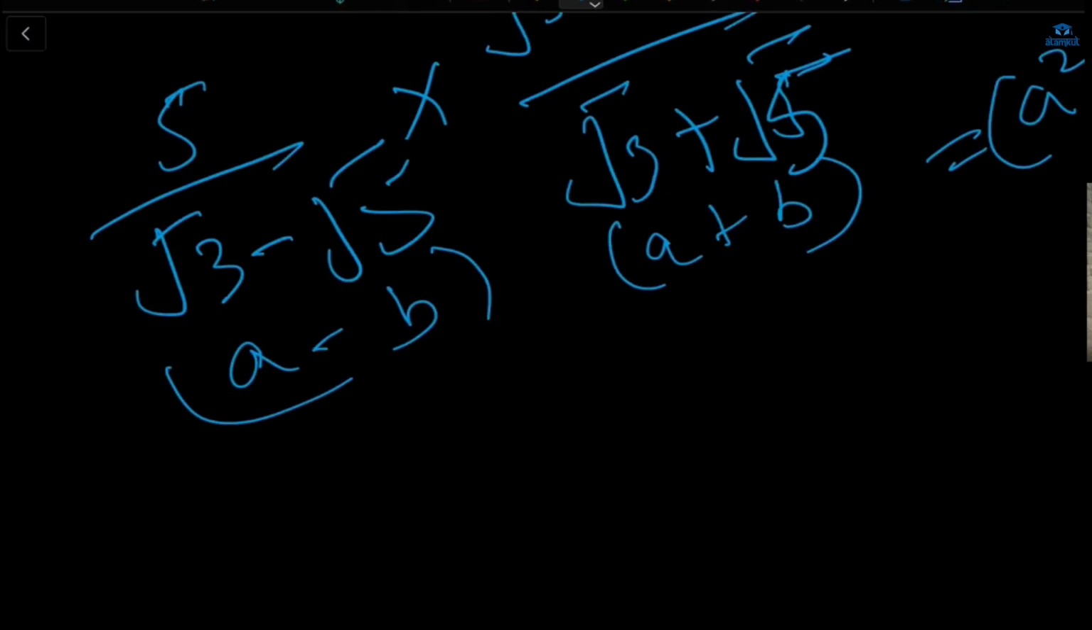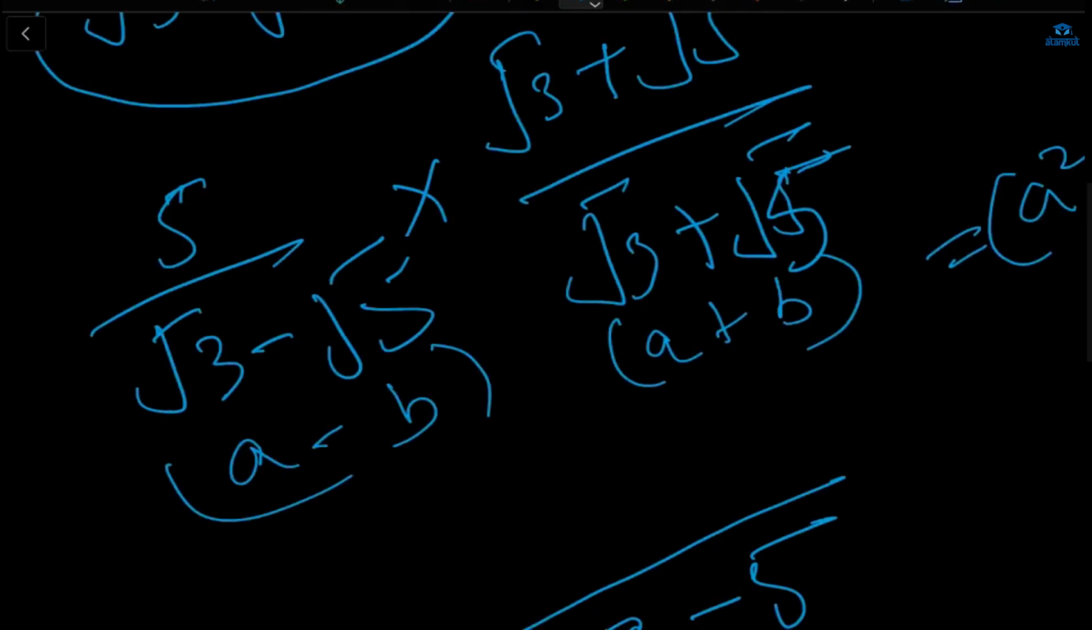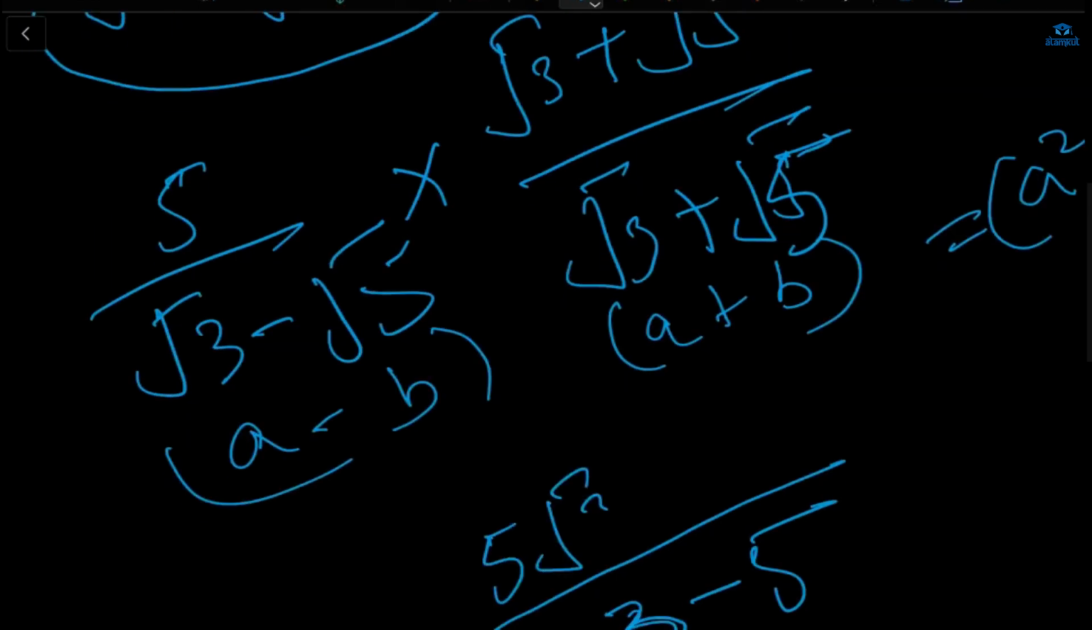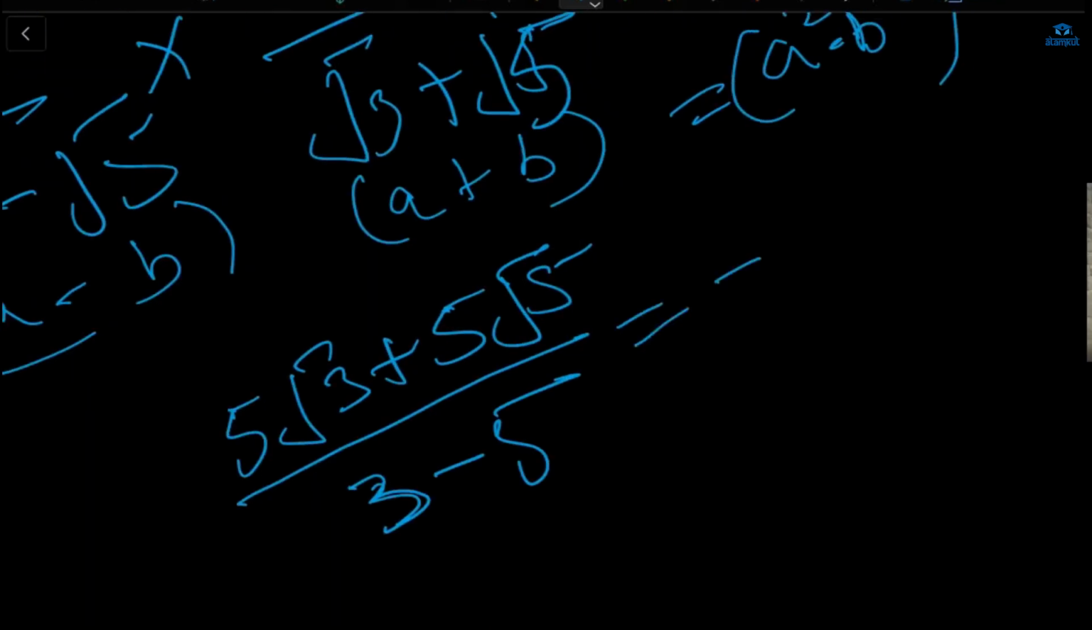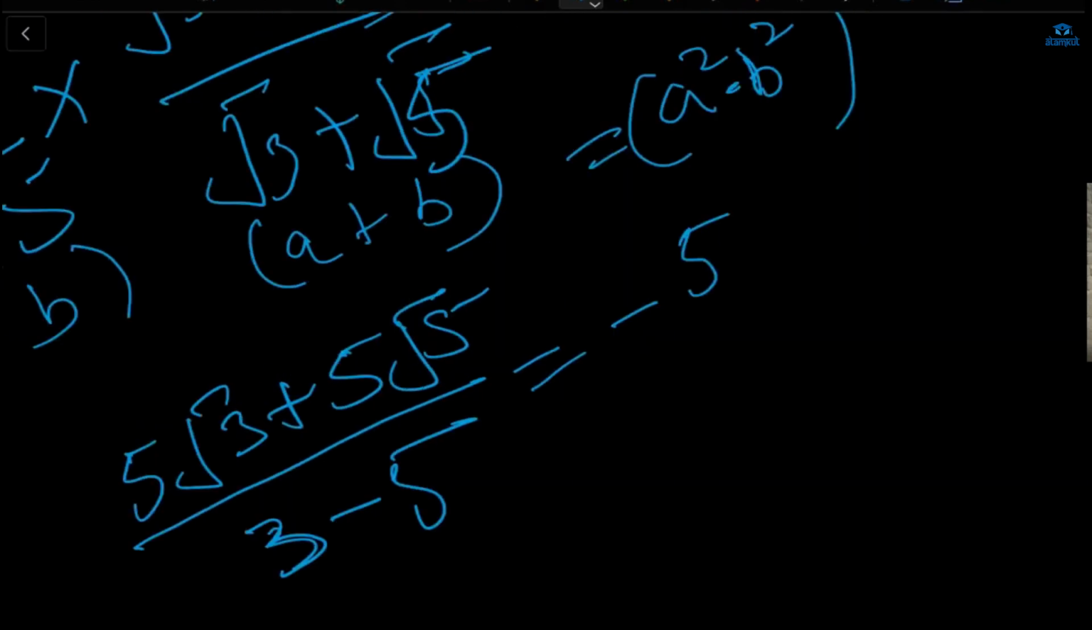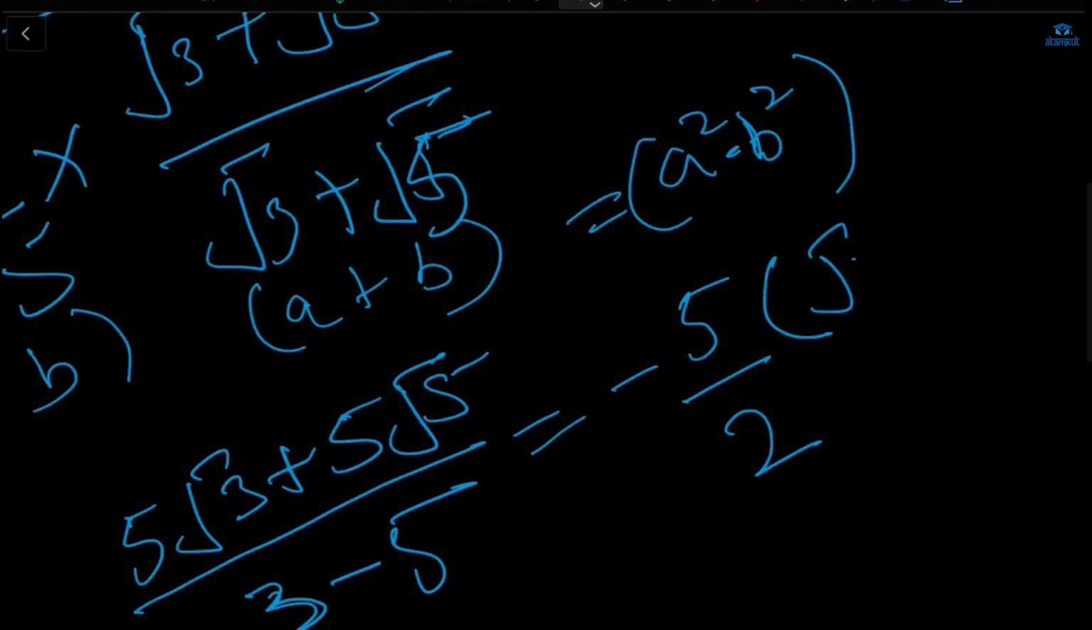So root 3 square will give you 3 minus 5. Ma'am, the final answer is 5 root 3 plus 5 root 5 by minus 2. Yes. So the final answer that you will get is minus 5 by 2, because 5 we can take common. So minus 5 by 2 times root 3 plus root 5. This is your final answer after rationalizing the denominator.